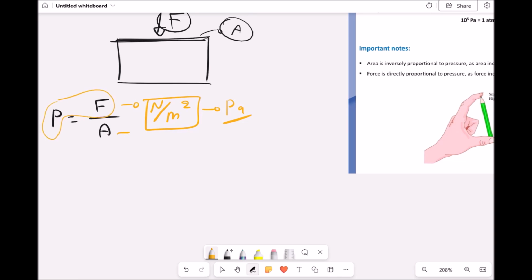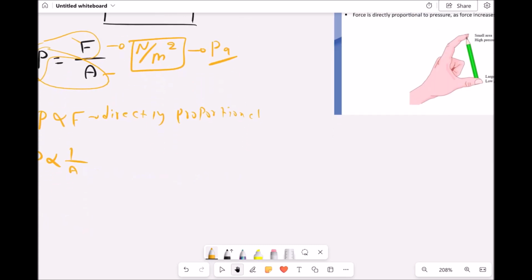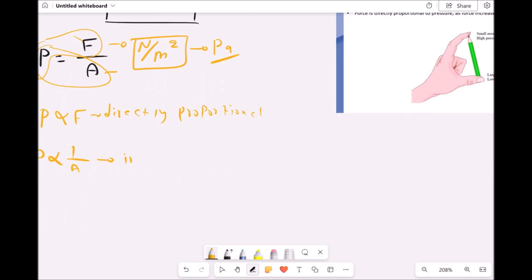Now, force and pressure are always directly proportional. If the force on an object increases, then the pressure is going to increase too. Area and pressure are inversely, or indirectly, proportional. If area increases, pressure is going to decrease. If area decreases, then pressure is going to increase.